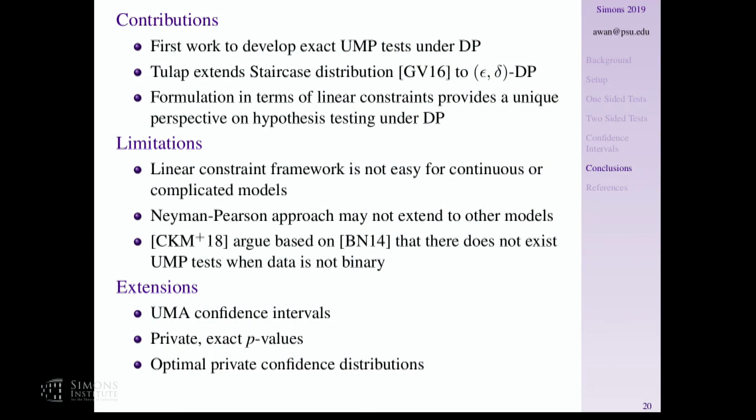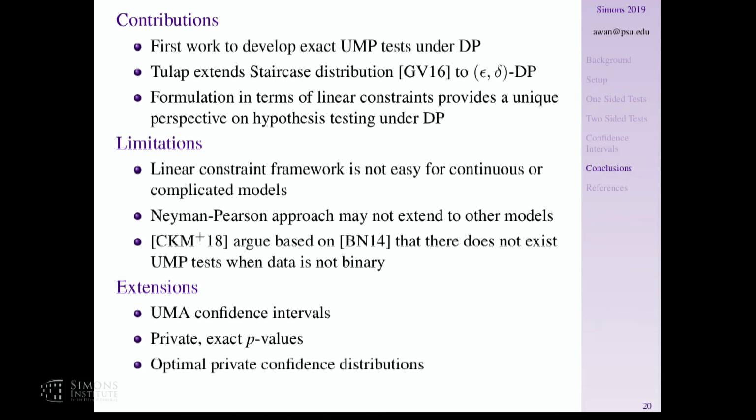And the idea of viewing hypothesis testing and differential privacy in terms of the phi function, these linear constraints, provides a nice perspective. You could even view it as a linear programming problem for simple hypotheses. There are limitations. The Bernoulli situation is incredibly nice, and it's unreasonable to expect things to work out so nicely in other places. In particular, these linear constraints don't help if you have continuous or complicated data.